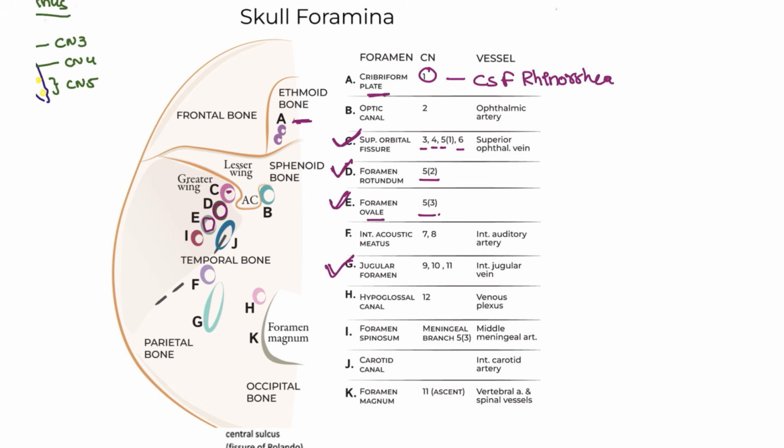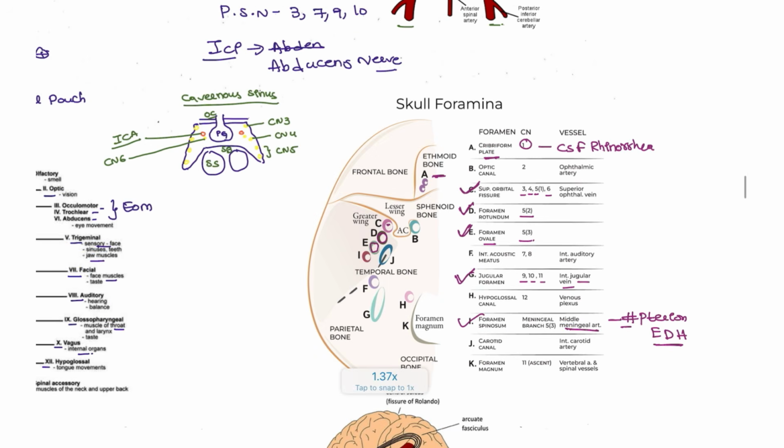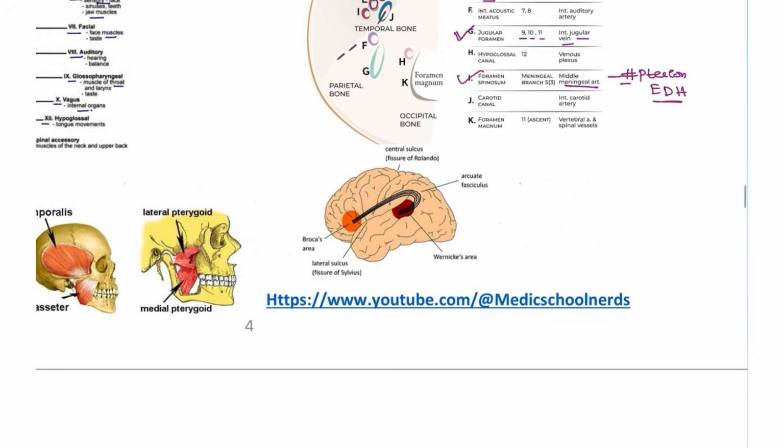And in the jugular foramen, another three important nerves, the 9, 10, 11, and also the internal jugular vein pass here. Okay, and the foramen spinosum, the middle meningeal artery will pass through it. If there is a fracture at the location of the pterion involving the middle meningeal artery, the patient will present as EDH. EDH means epidural hematoma.